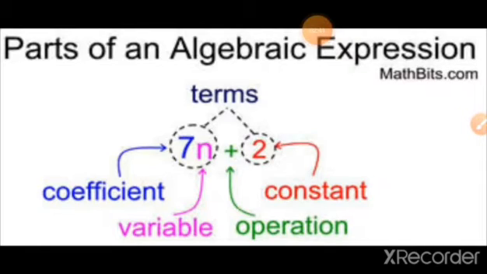Now we will learn about the parts of an algebraic expression. You can see an algebraic expression is shown over here, that is 7n plus 2. So here n is the variable and since a constant that is 7 is attached with it, that is why 7 is called the coefficient of the variable n. And the plus sign which is present in between, that is called the operation. And you have the 2 as the constant. So, the parts of an algebraic expression consist of the coefficient, the variable, the operation and a constant term.